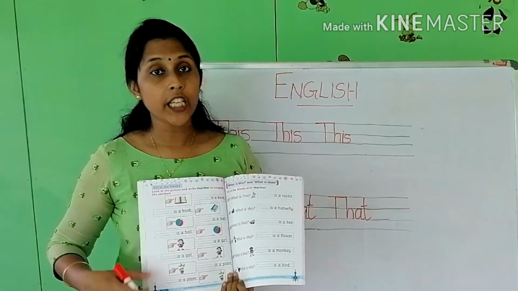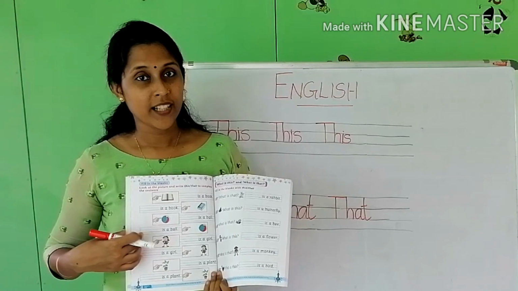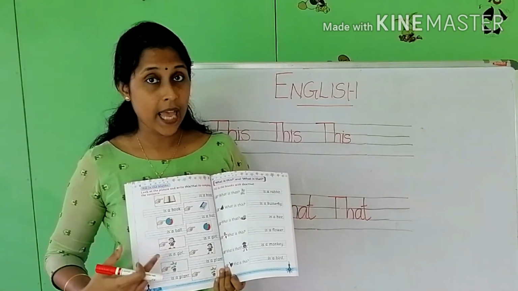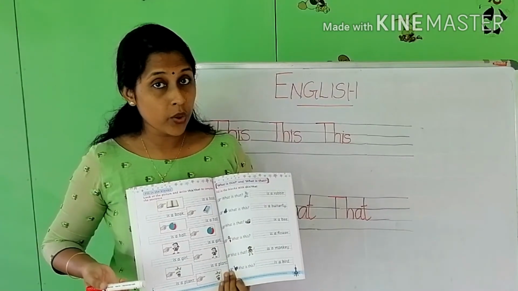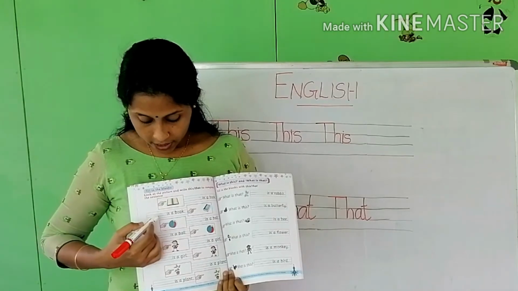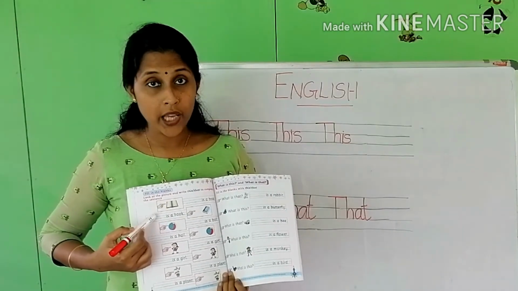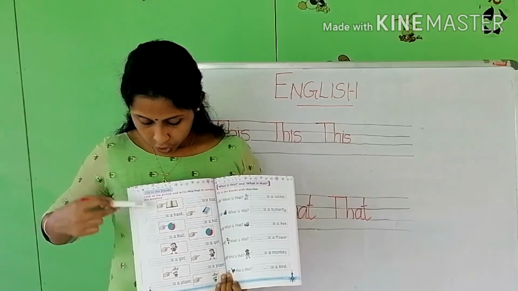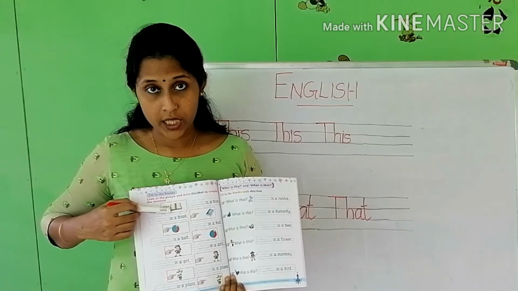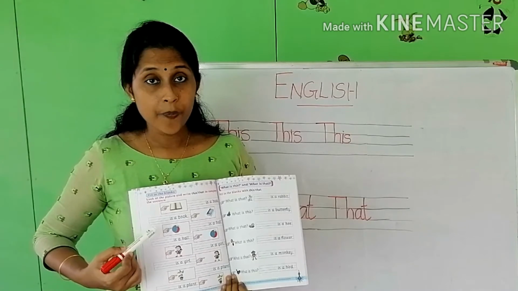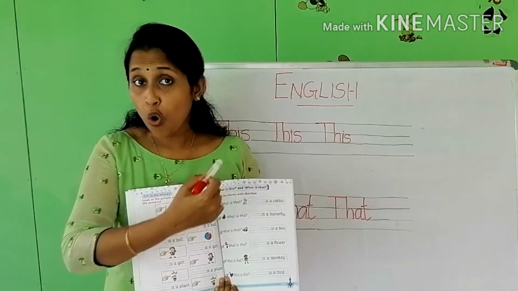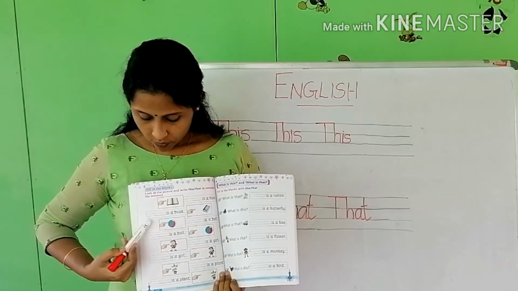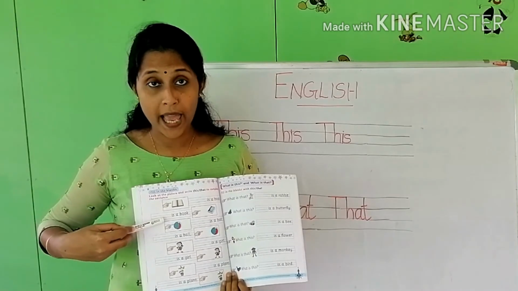Children, take page number 30 in your textbook. Have you taken the page? Here, you have to write the words this and that. I have taught you already when to use them. According to that, after seeing the picture, you have to write this and that in the appropriate places. For example, look at this picture. This is pointing to a nearby object. So we say, this is a book. This book is not far away, it's near to this hand symbol. So you have to write the spelling of this in the blank given here.